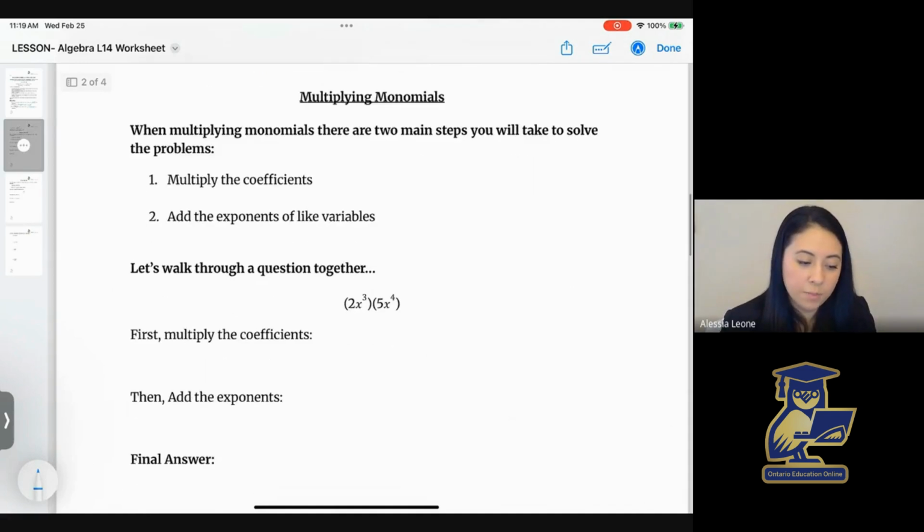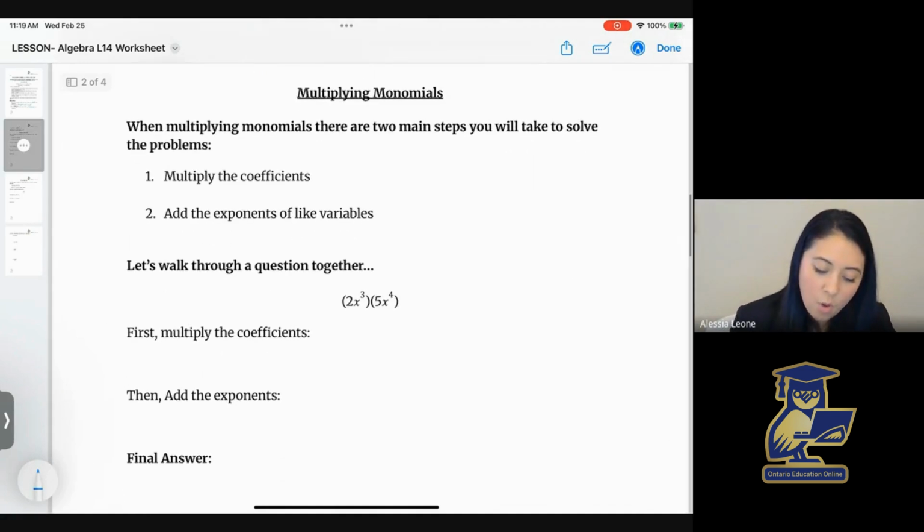Let's talk about multiplying monomials. When multiplying monomials, there are two main steps you will take. The first step is you multiply the coefficients. So you're going to multiply the big numbers, and then you're going to add the exponents on the variables because we're remembering back to our exponent laws.